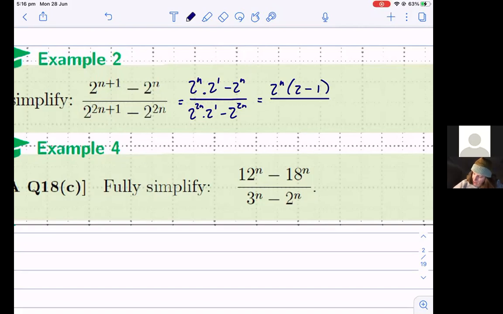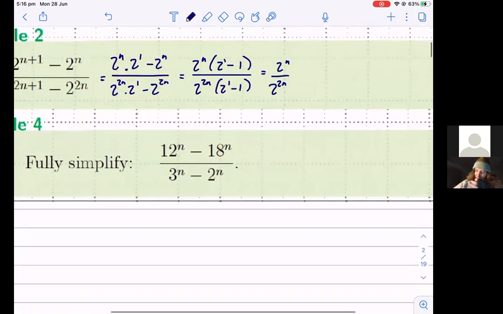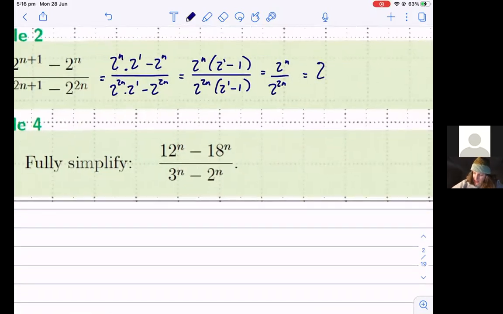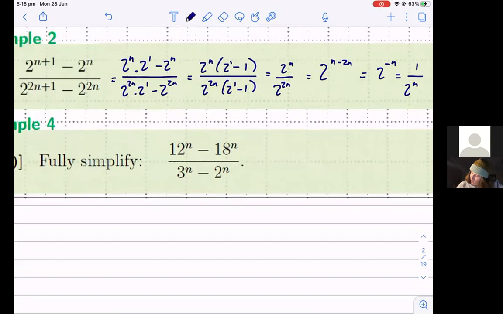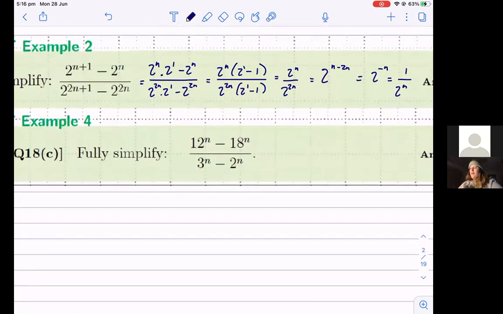Here we've got 2 to the 2n in both of these, 2 to the 1 minus 1. So 2 to the 1 is just 2, take 1 is 1. So we've got 2 to the n over 2 to the 2n. Now, this is the same as 2 to the n minus 2n. n minus 2n is negative n. So we've got 2 to the negative n, which is 1 on 2 to the n.